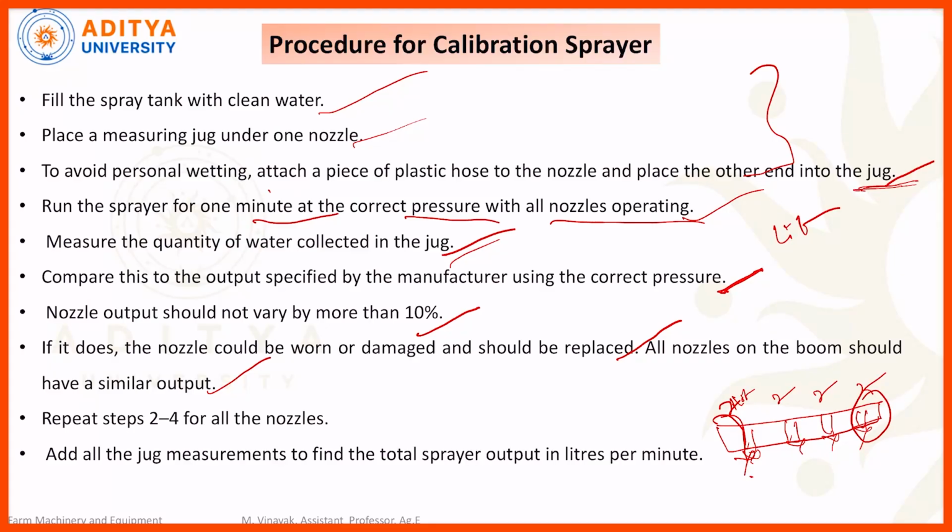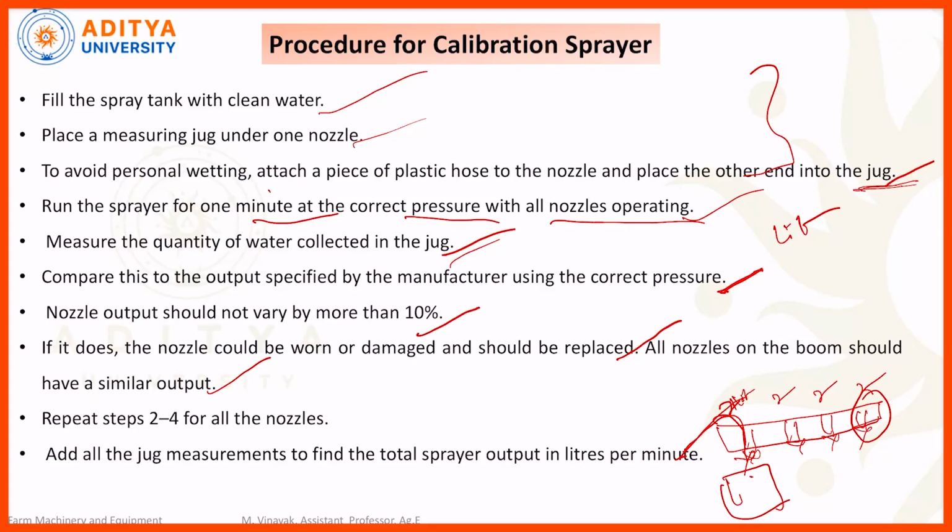Should not vary. Next one is add all the jug measurements to find the total spray output per liter per minute. This is for the boom sprayer. So, if the sprayer contains 4 nozzles, we need to collect the liquid from the 4 nozzles. We need to measure the 4 nozzle discharge rate in a particular time. So, this is the procedure for calibration of the sprayer.